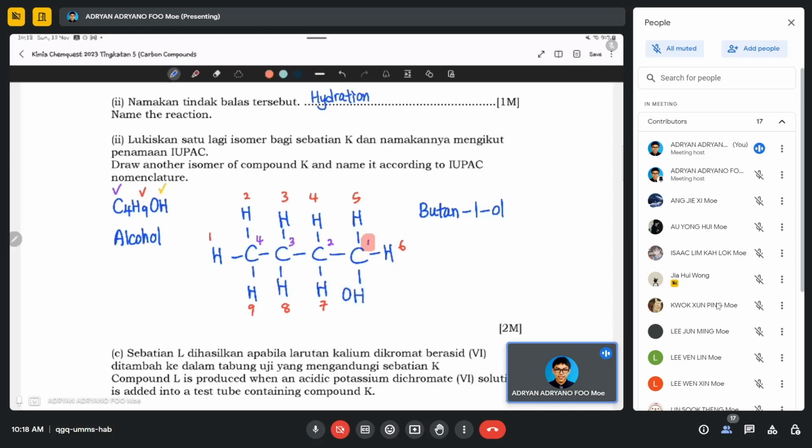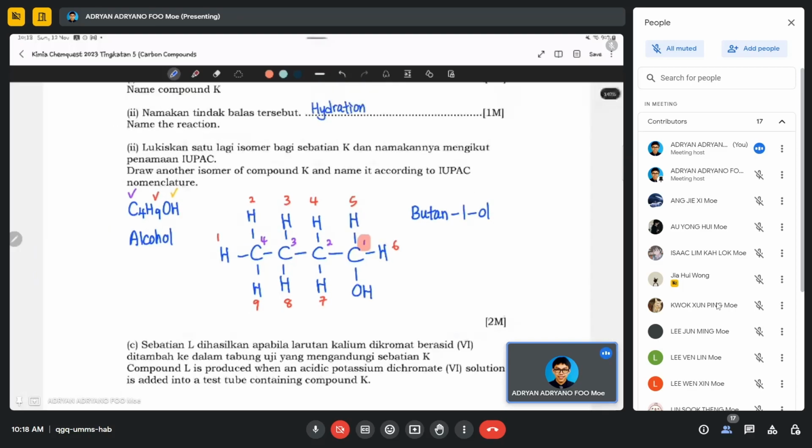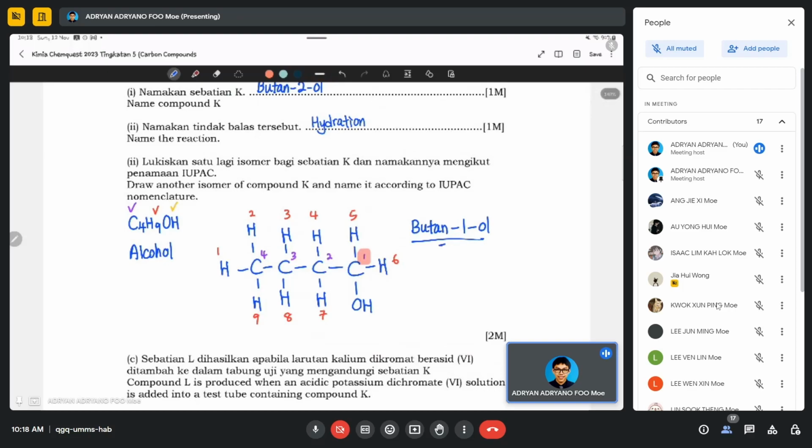OH. You cannot bond it to the H. Because we know now we want to bond to the oxygen, because oxygen is more electronegative. 它比较想要进行 reaction. 所以你要优先送给它那个 chemical bonding. Okay? So this is your answer. Butane 1 ol.